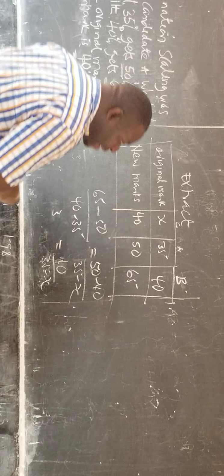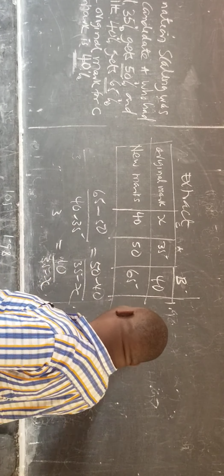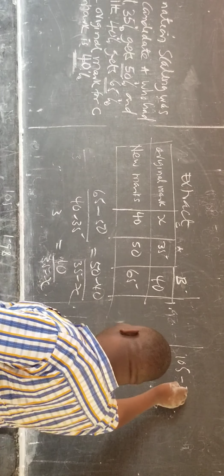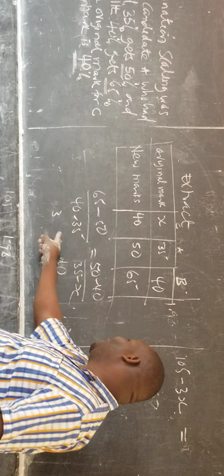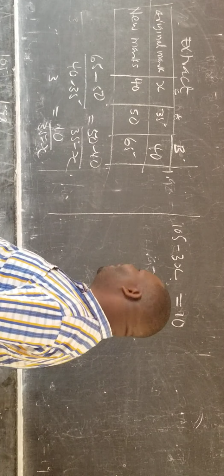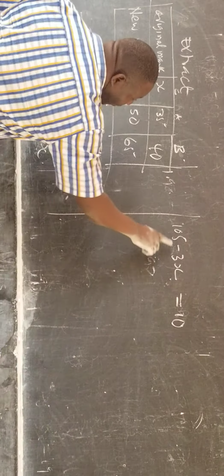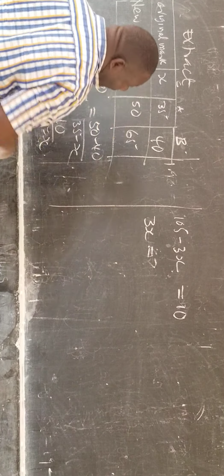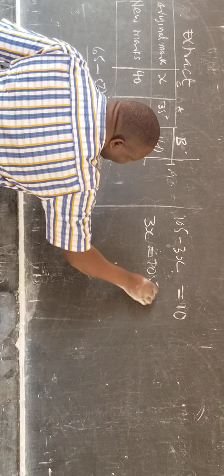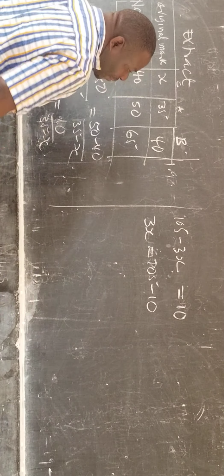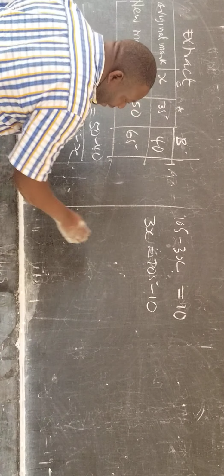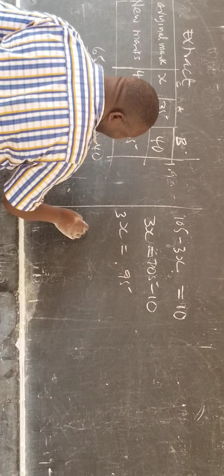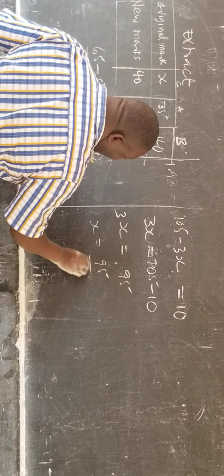Then when we cross multiply there, we are interested in getting the value of x. When we multiply, we have 105 minus 3x equals 10 on the other side. So if we move that to the other side, we shall have 3x equals 105 minus 10. Then 3x is equal to 95. So x is equal to 95 over 3.